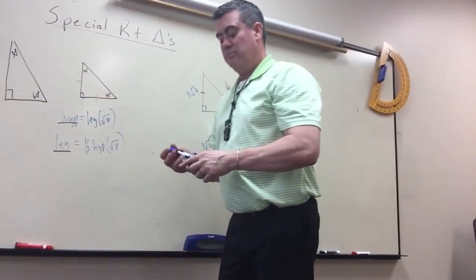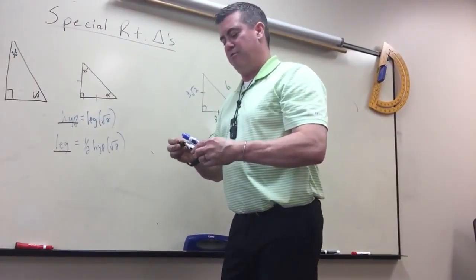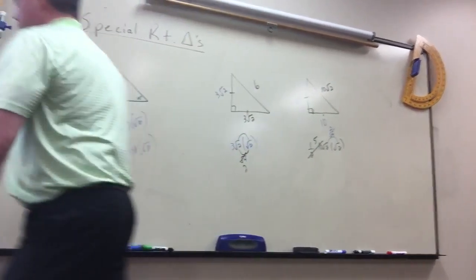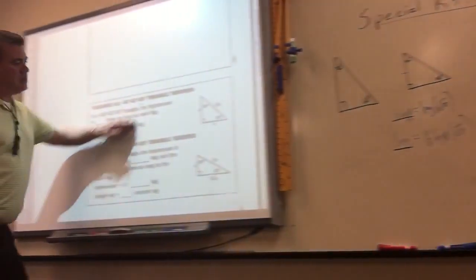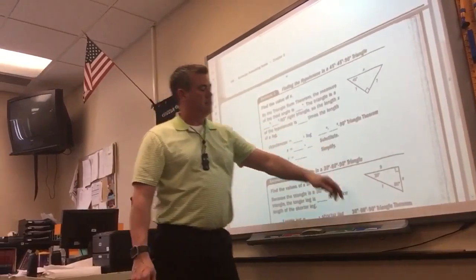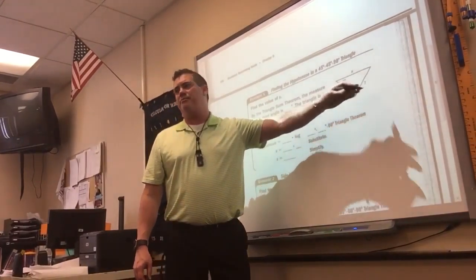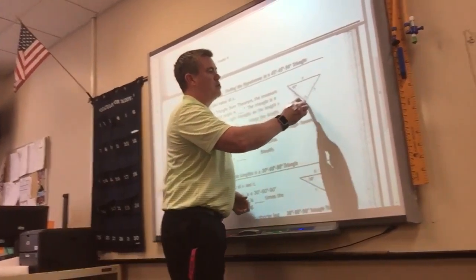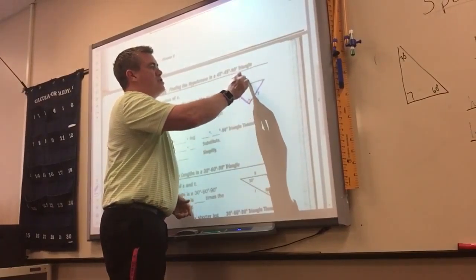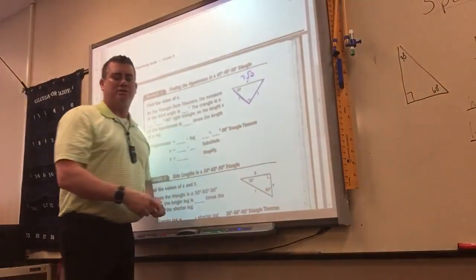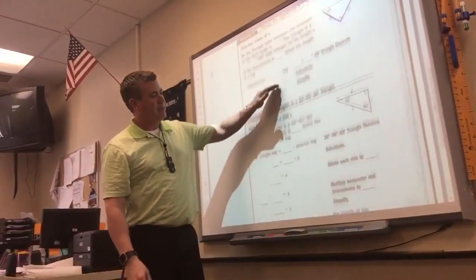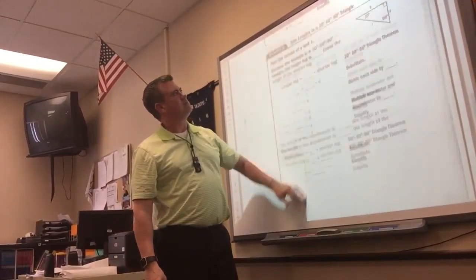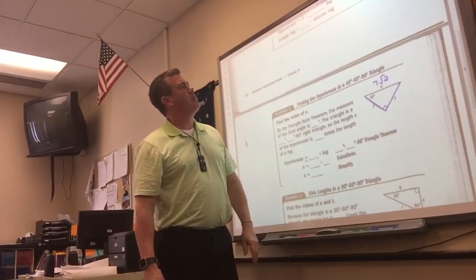Is that all we're doing? That's all we're doing, is the 45/45s today. So, again, yeah, they're super easy. If you have a 45/45, we know the two legs are the same, so this is just 7 square roots of 2. The hypotenuse is just the leg times the square root of 2. That's all they gave us, was one example of that.